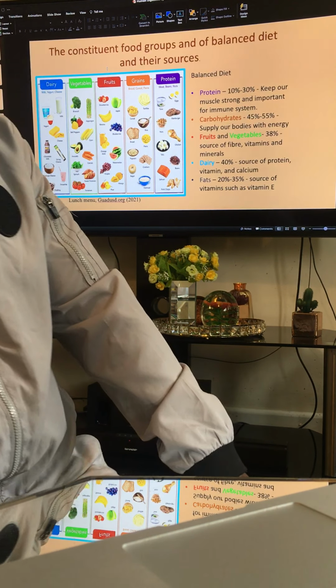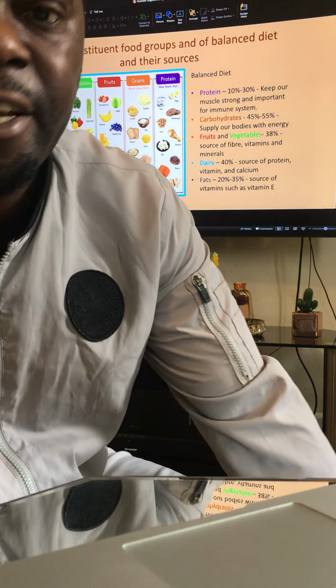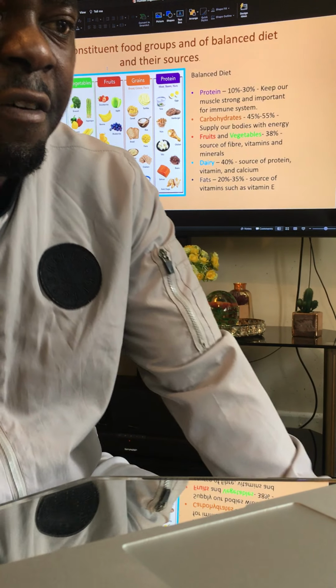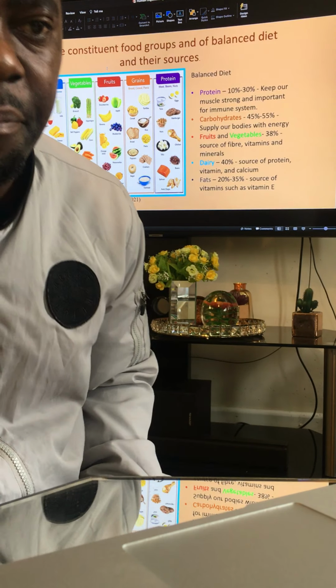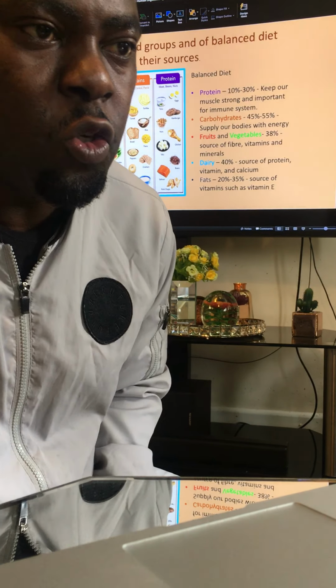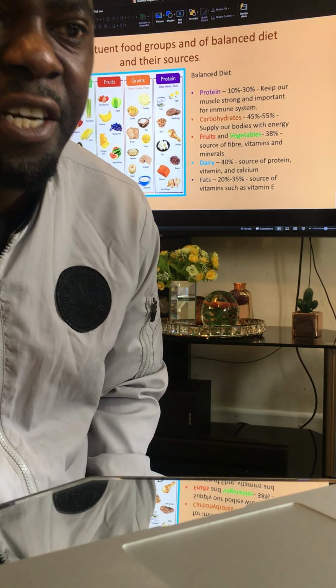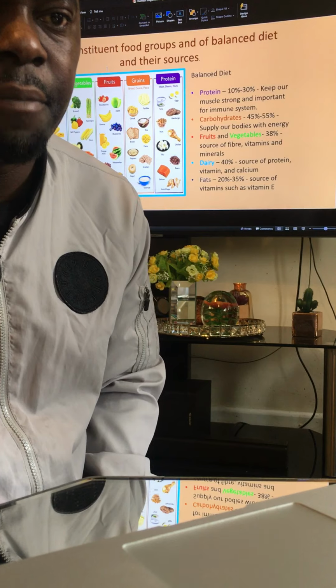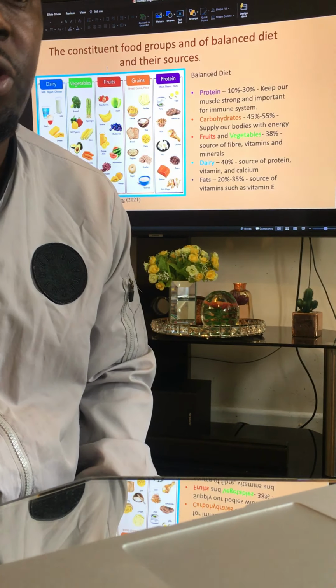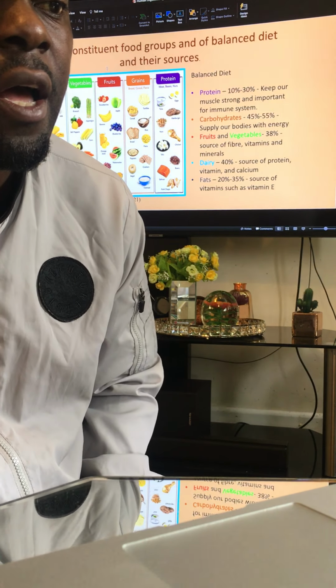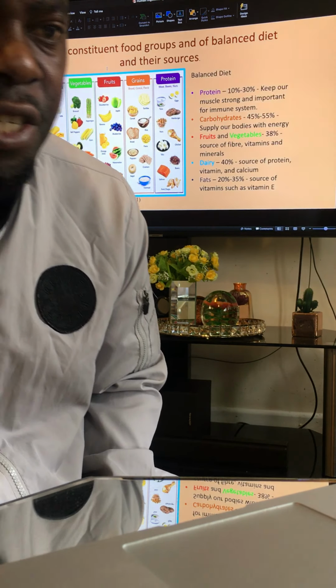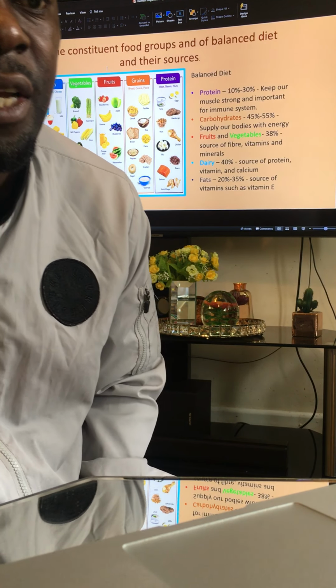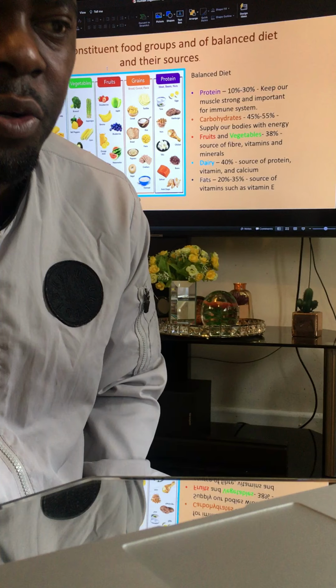The constituent food groups of a balanced diet and their sources. There are 5 different food groups that make up a balanced diet. The first food group is protein, often found in meats, beans, fish, and eggs. Protein keeps our muscles strong and is important for our immune system. The second group is carbohydrates, such as pasta, bread, and potatoes. They supply our bodies with energy.